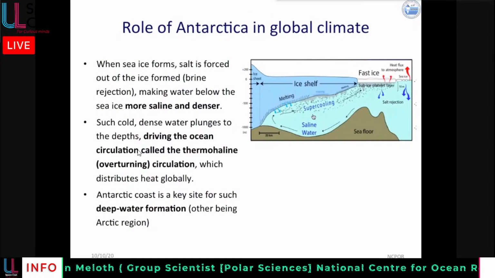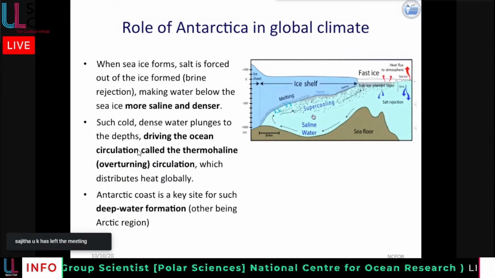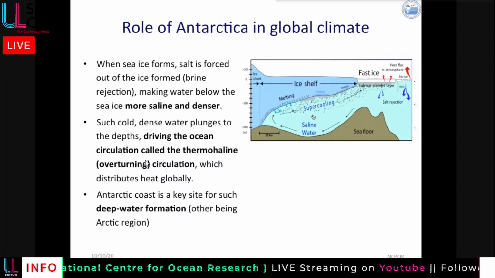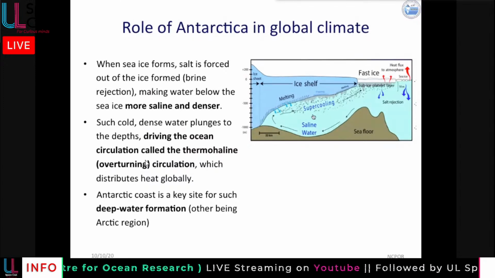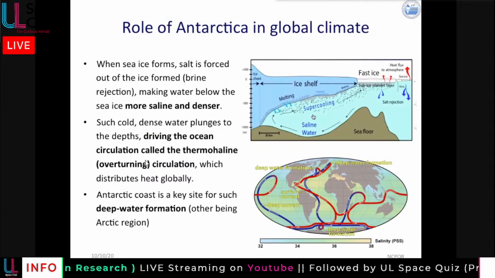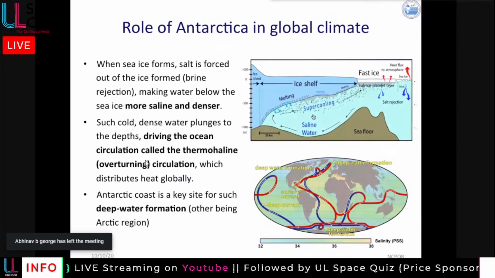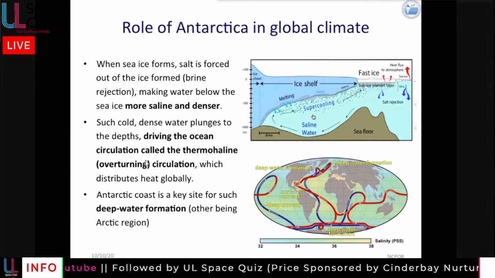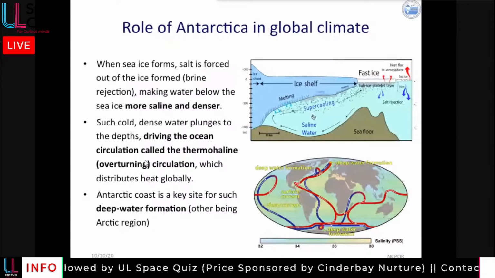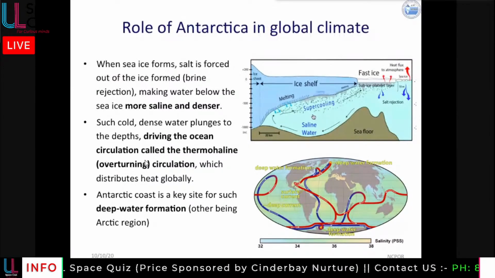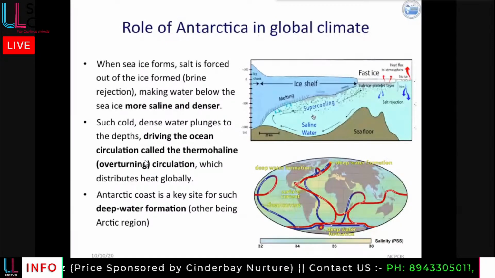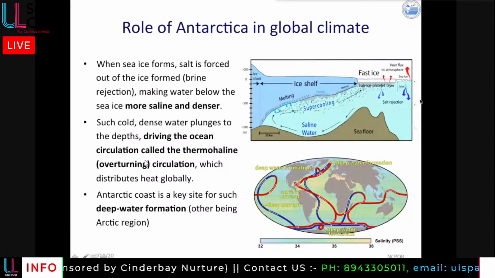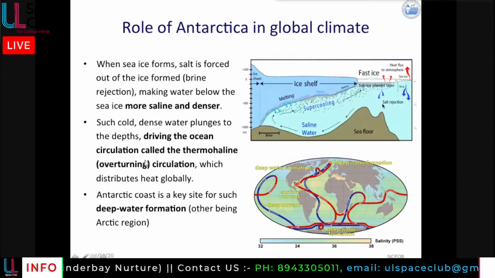And Antarctica also has another role, because as sea ice forms, seawater is rich in salt content. The salt is forced out of the ice crystals, because the ice lattice cannot hold a foreign particle like sea salt. Therefore, it gets ejected, and thus forms brine. Brine is nothing but very saline water. Because it becomes highly saline after some time, it starts sinking to the bottom of the ocean because it's heavier in nature.